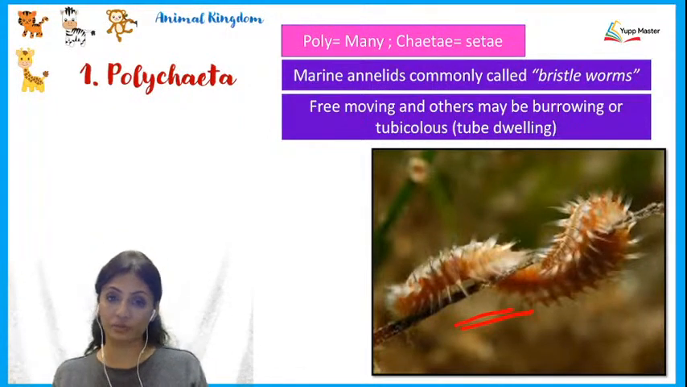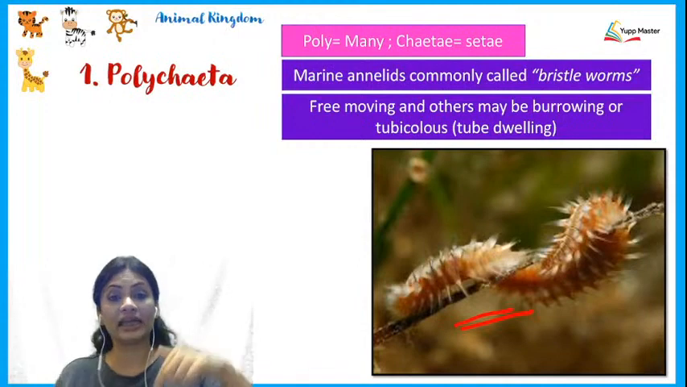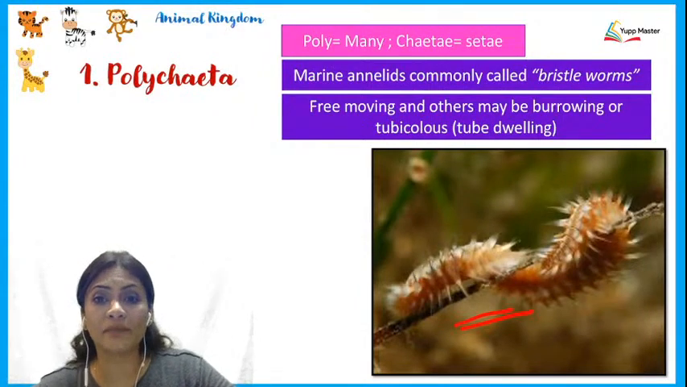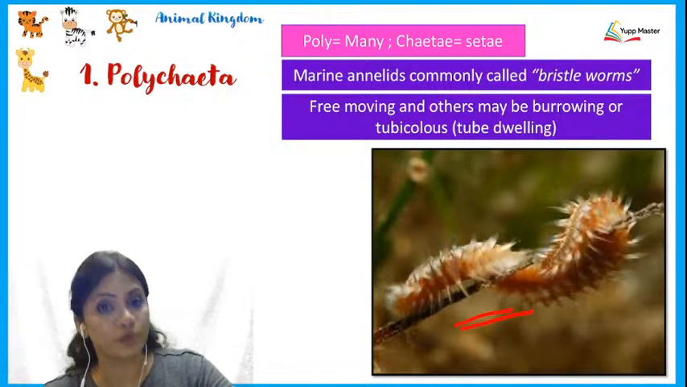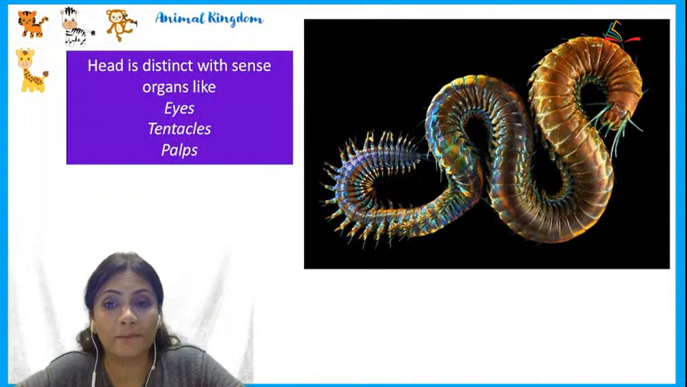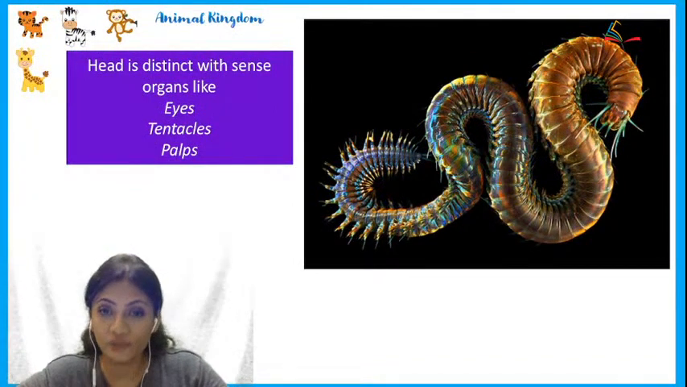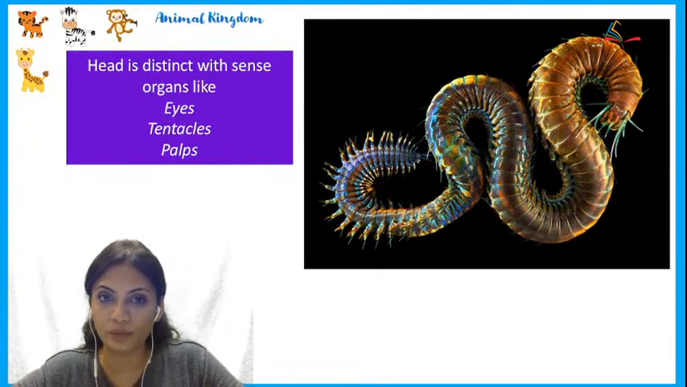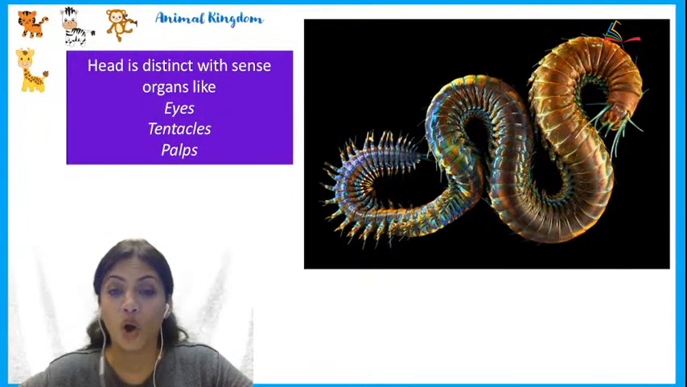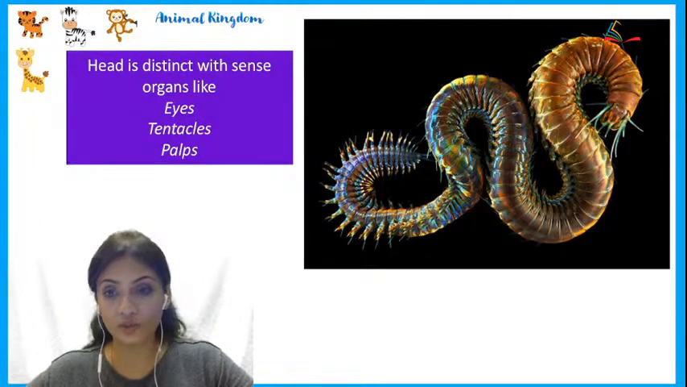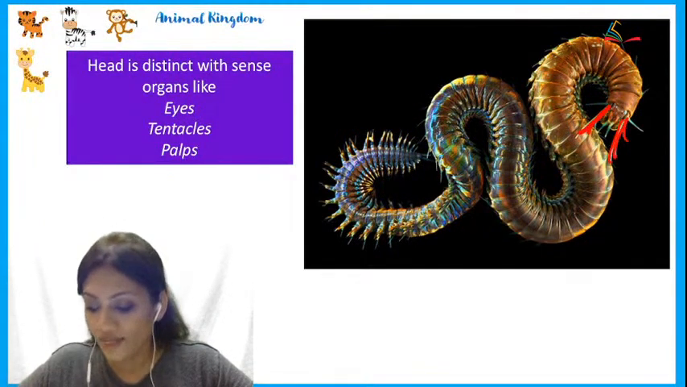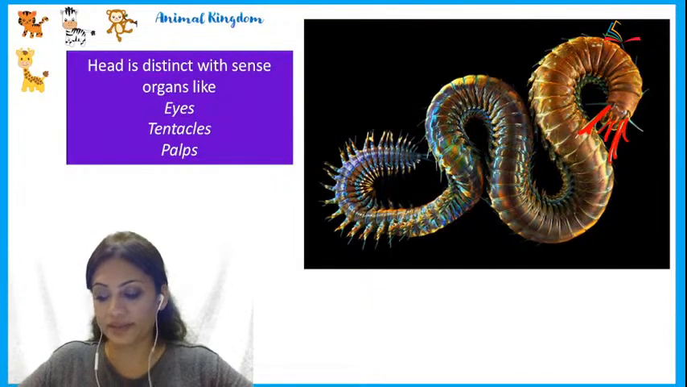Burrowing means that it may be digging inside the sand, inside the sea, or it may be tubicolous, that is tube dwelling. Now also we see that these are examples where they have a very distinct head, and that head has the presence of eyes. Also they have sense organs, which are the tentacles that you can see here. Then they also have these palps present here.